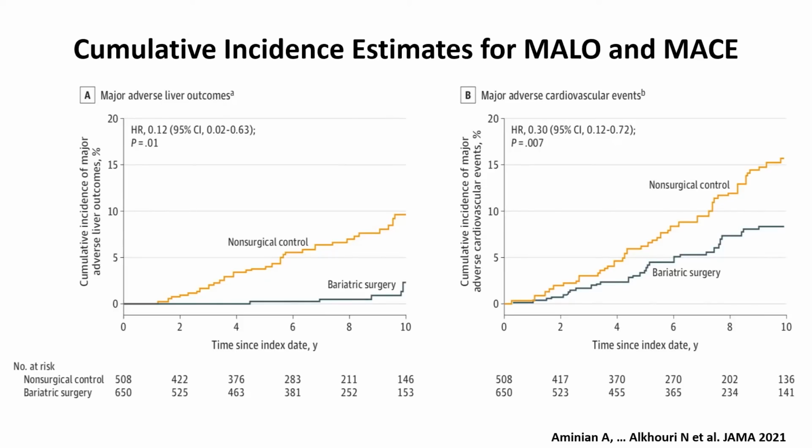So in terms of major adverse liver outcomes, in panel A, there was an 88% reduction in developing liver outcomes from cirrhosis to ascites and variceal bleeding, encephalopathy. So very effective way to show actually reduction in hard outcomes from a liver standpoint. And then we also showed 70% reduction in MACE, so major adverse cardiovascular events. So very promising. I think bariatric surgery is a very effective treatment.